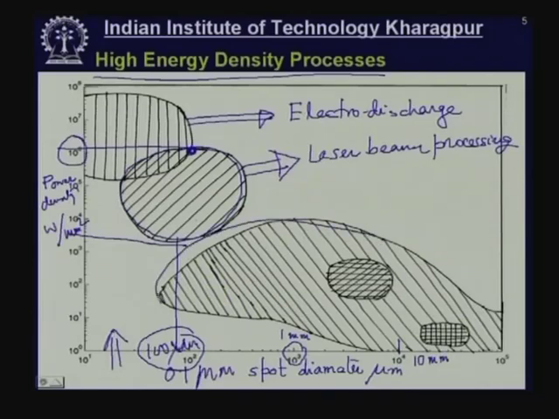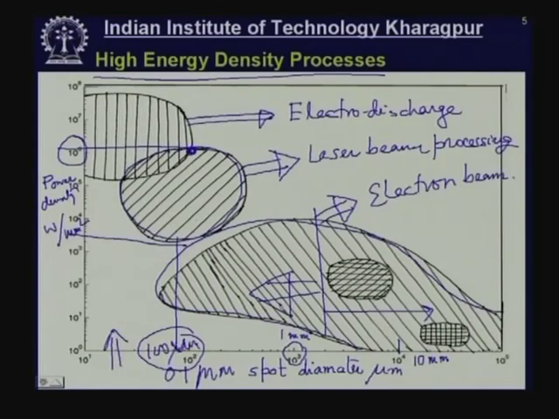This very large domain that is shown here belongs to electron beam processes, and that is of interest to us. When electron beam machining is done, typically we do not go towards this, we concentrate towards a millimeter or submillimetric spot size, so that a very large power density can be obtained. This one here is for gas flame beams, say for example oxyacetylene beams, and this one here corresponds to welding arcs.